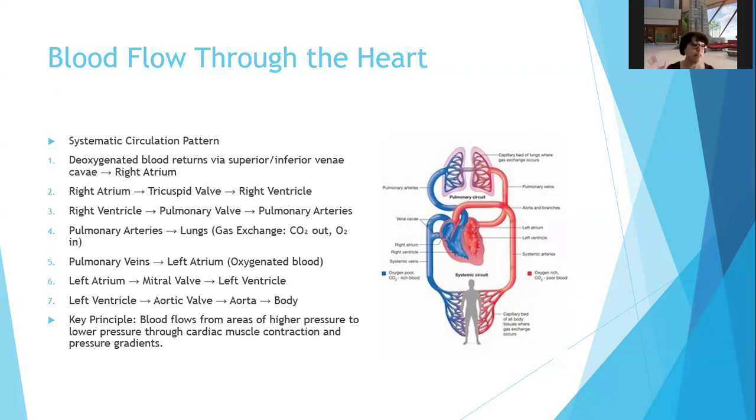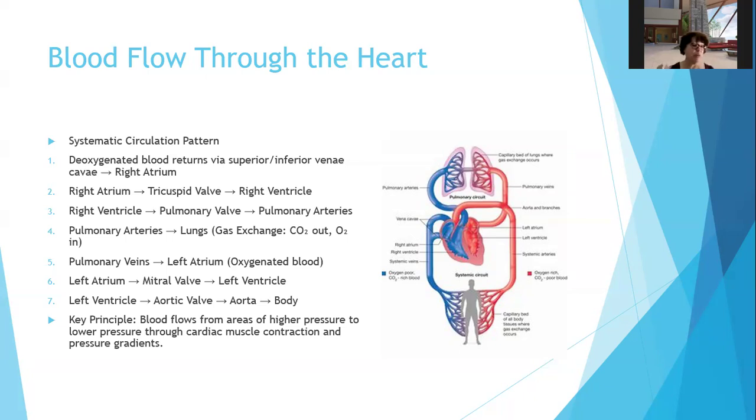Basically, the systemic circulation pattern, the blood flow through the heart: deoxygenated blood returns to the heart from the superior and inferior vena cava and enters the right atrium. That's our systemic circulation returning to the heart. From the right atrium, it flows through the tricuspid valve into the right ventricle. From the right ventricle, it flows through the pulmonary valve out of the heart through the pulmonary arteries to the lungs. The pulmonary arteries carry the blood to the lungs where they get rid of their CO2 load and pick up oxygen. So they're exchanging their CO2 for oxygen, which is lovely.